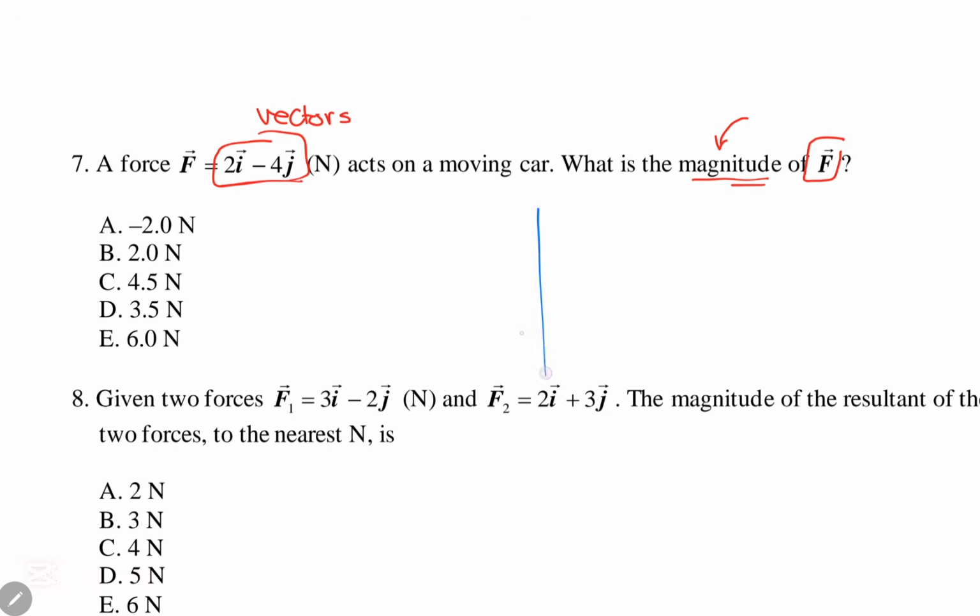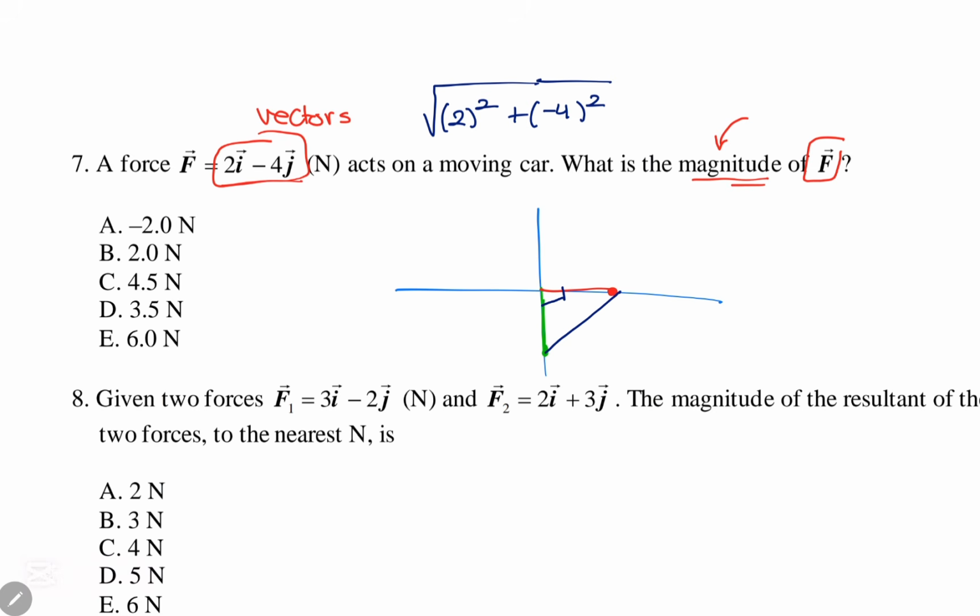Why exactly? For example, let's see what we're dealing with over here. We have 2i, so on my x-axis I have 2, minus 4j, so on my y-axis I have minus 4. Now they want the magnitude. The magnitude would be the resultant force, which in this case we can find with the Pythagorean theorem because it is a right triangle. So very simply, it would just be the square root of 2 squared plus minus 4 squared.